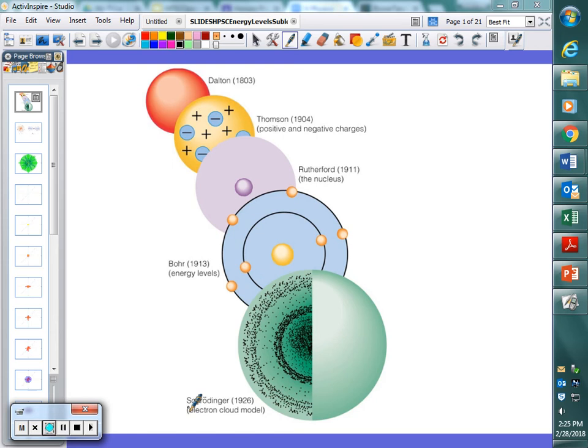All right. So that leads us to Schrodinger's model of the atom that shows up down at the bottom. What is the gist of Schrodinger's model? Electron cloud. Okay, electron cloud model. What does that mean?